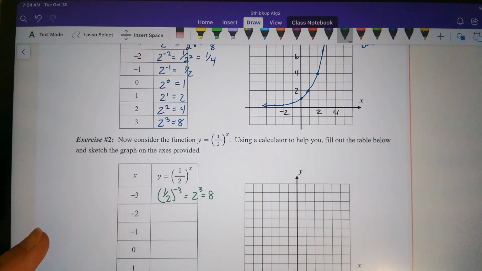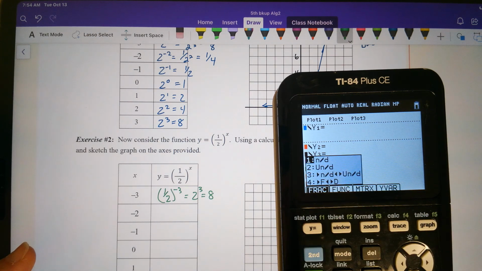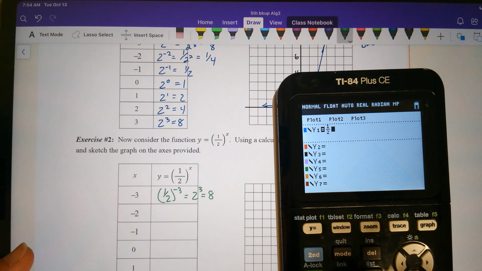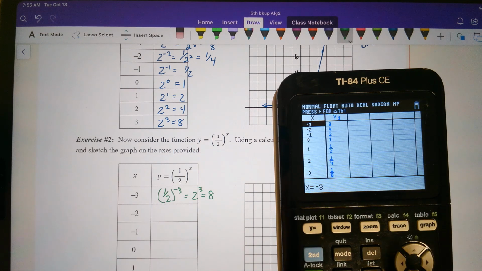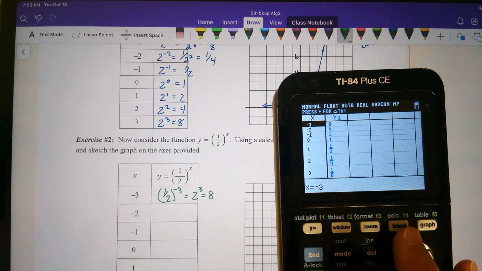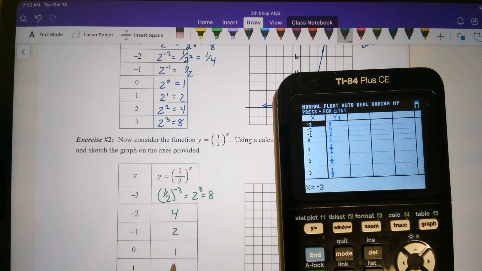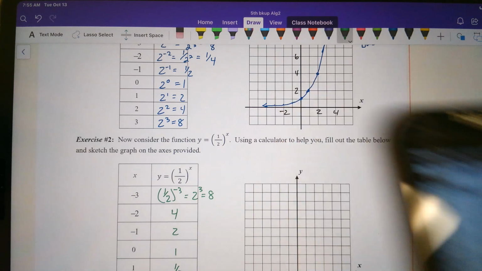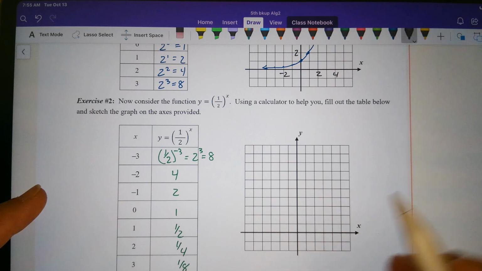And you can use the calculator, right? If you like, just go to y equals and key in 1 over 2 raised to the power of x, and then look at the table of values. There we go. 8, 4, 2, 1, 1/2, 1/4, 1/8. Same thing. Let me put some numbers down before I plot these points.